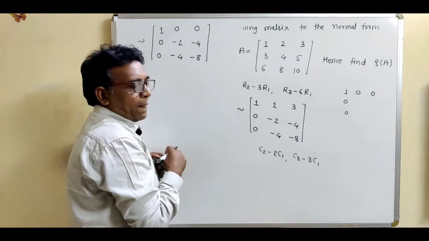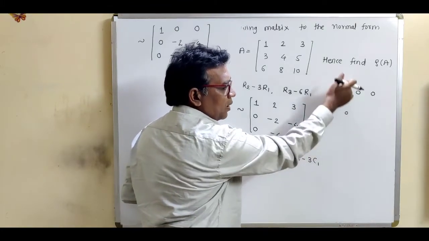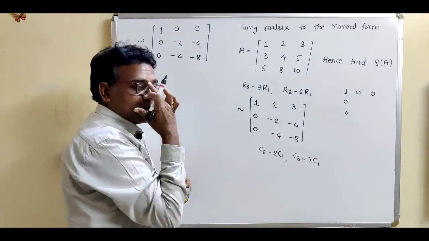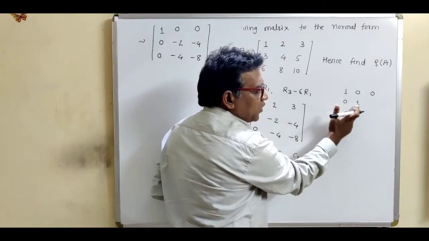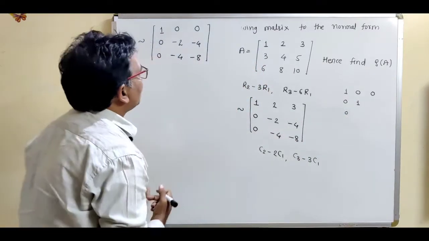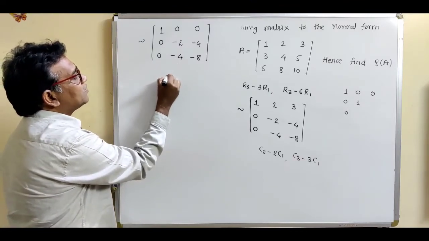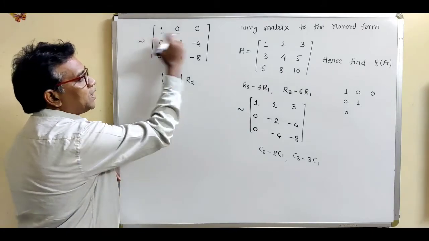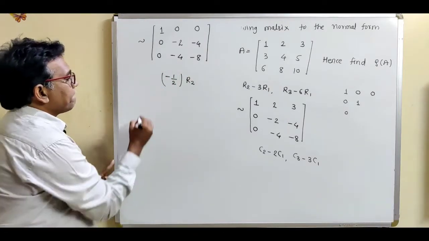So remember the first step. First of all, make first element 1. By using this one, make corresponding column 0 and corresponding row 0. Now see what is the next step. Make next entry 1. By using this one, make corresponding column 0 and corresponding row 0. So first of all, make this element a 1. So we use this elementary operation, minus 1/2 times R2. Just multiply second row, or divide this second row, by minus 2.